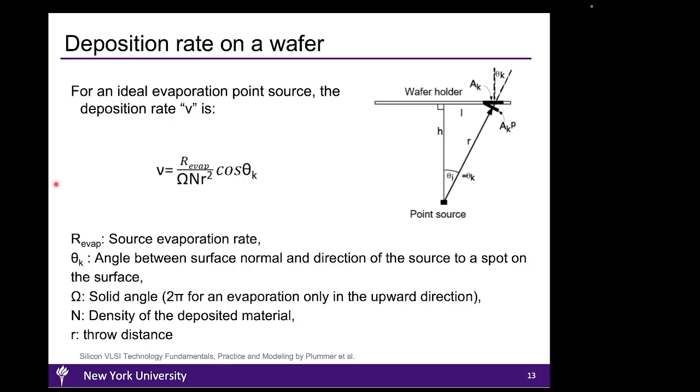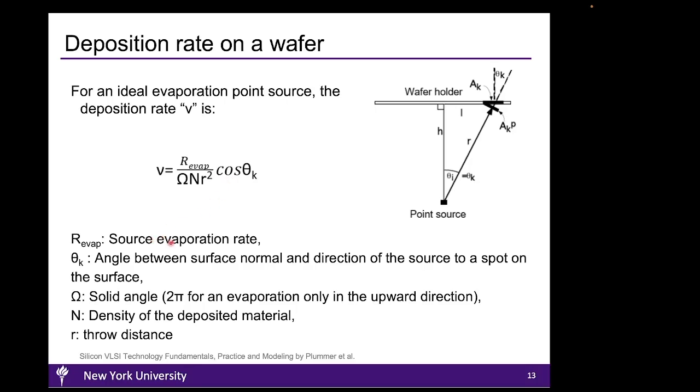Let us now discuss the deposition rate. To control the film thickness and spatial uniformity across a sample, it is important to examine the factors that influence the deposition rate. The deposition rate, nu, depends on the source evaporation rate, or evap, the density of the target material, n, the throw distance, r, and theta k, which is the angle between the surface normal and the direction of the source.